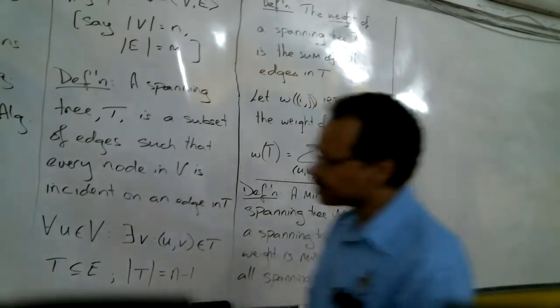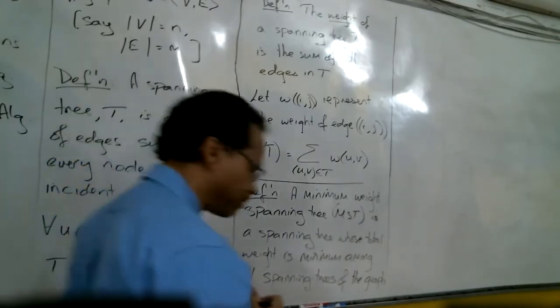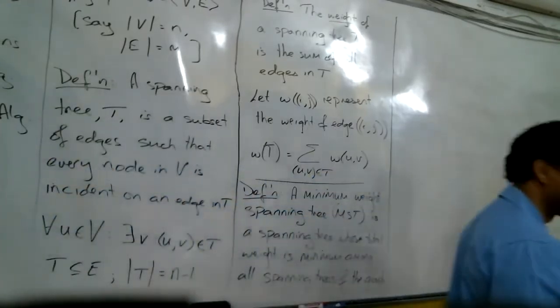Okay? Now I don't know if you did this in discrete maths. No? Okay, good. So you're about to learn something then. All right, so the question is, how would I go about constructing a spanning tree that's minimum?